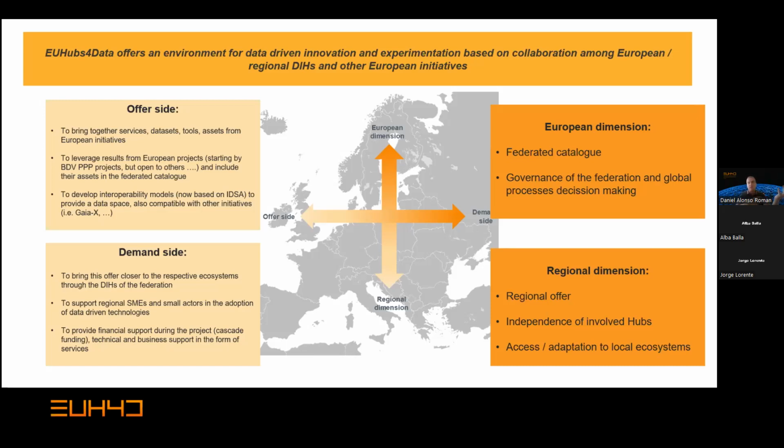And on the other hand, we have this other dimension. We are combining the offer side, which is represented by the hubs. The hubs are providing services, data sets, courses, and other assets. And to matchmake with the demand side, we have taken into account the needs and requirements of the demand, represented by the end users, in this case SMEs and startups. So again, the project is combining this double dimension: on the one hand, European versus regional, and on the other, matchmaking between the offer and the demand. Okay.